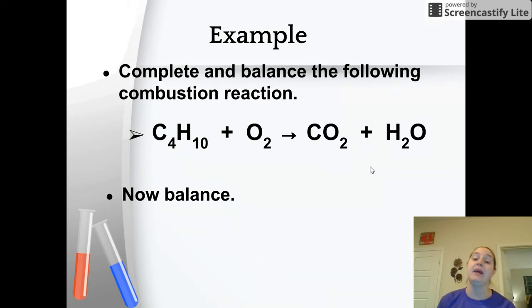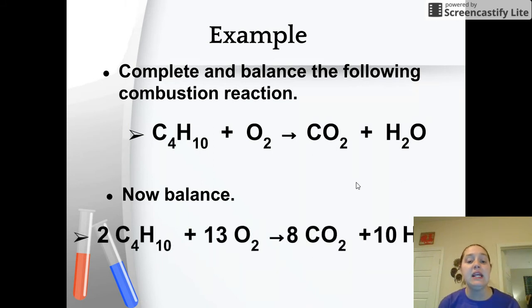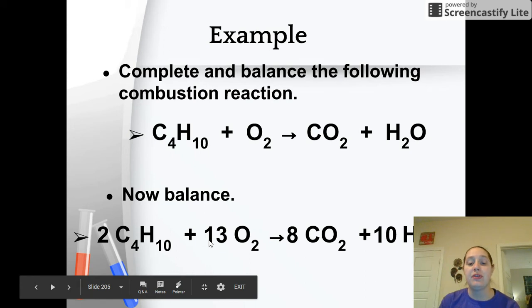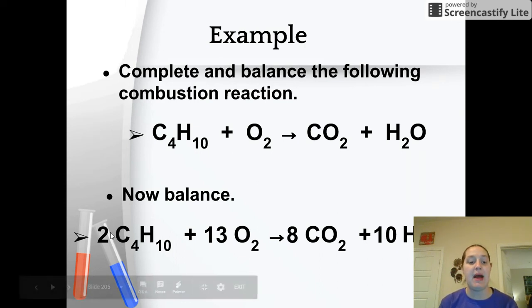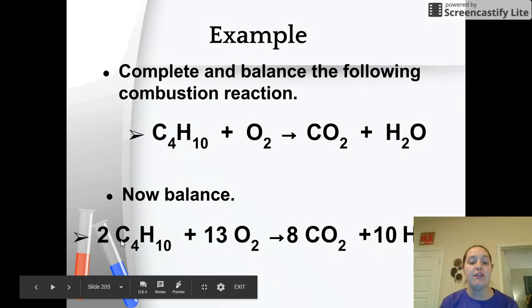Now, the hard part would be balancing it. So if we balance this one, we'll notice that we need to have a 2, 13, 8, and 10. This is one that's a little more challenging to balance. I encourage you to start with a 2 in front of your fuel. Remember, that was one of my tricks when I started teaching you how to balance, is to put a 2 in front of the fuel, which is the hydrocarbon, at the beginning of a combustion reaction. That will make that 13 a lot easier to see.